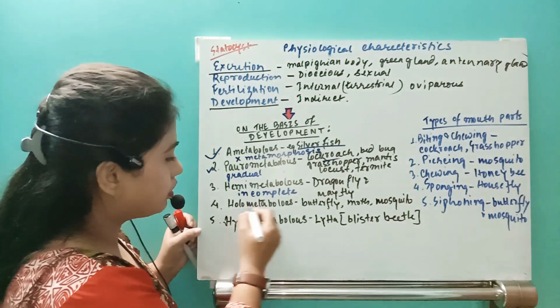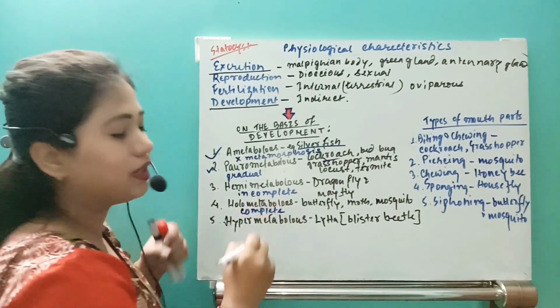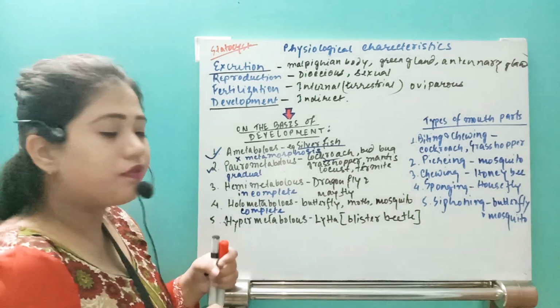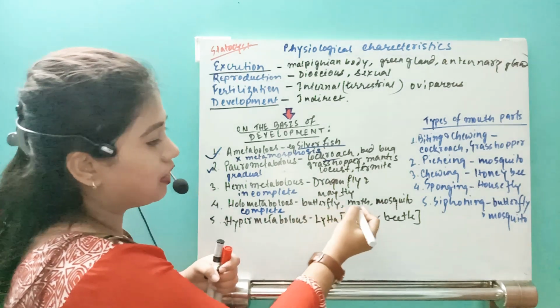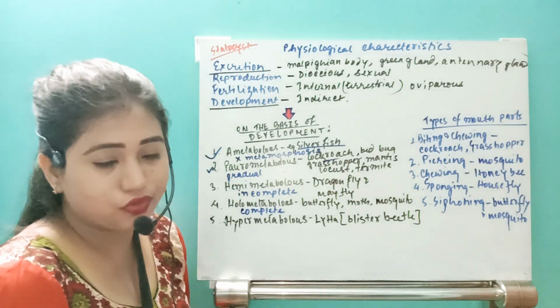Okay, next we come to the holometabolous. That means this organism will have complete metamorphosis. So we have examples like butterfly, mosquito, moth. These organisms will have complete metamorphosis.